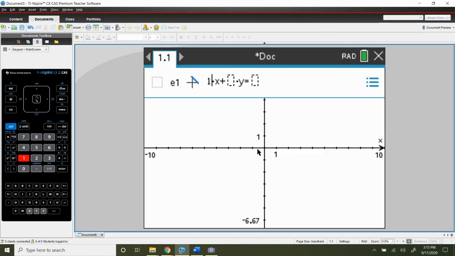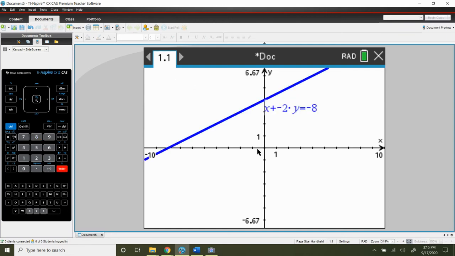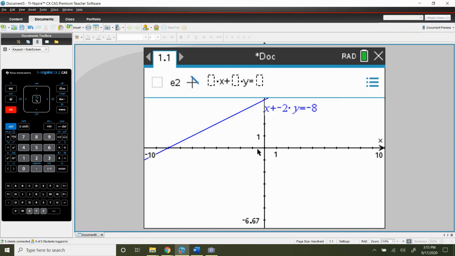Okay, so we've got 1x minus 2y equals -8. Oops, -8. 1x minus 2y equals -8. Hit enter. Let's go to the next one. That looks a lot like what we have. 5x. We should put in a -6 minus 6y equals 30.